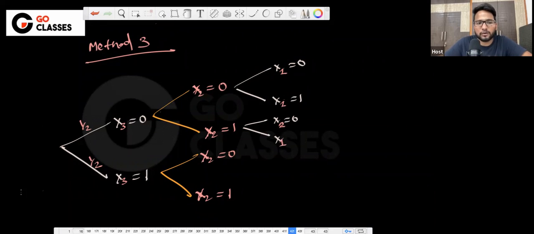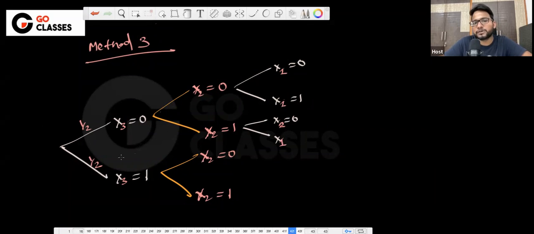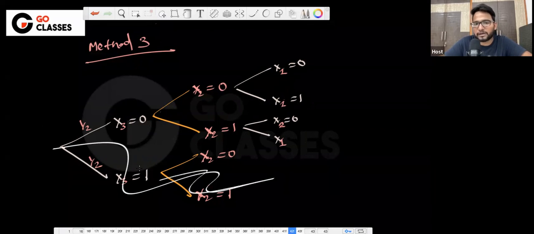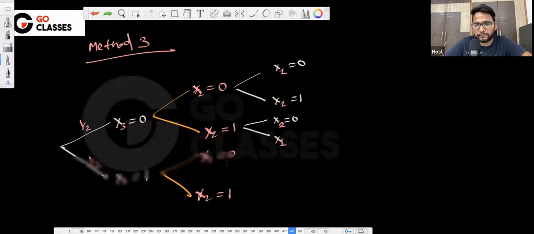x1. So now you are saying x3 equal to 0 is given to us, right? Which means that you can just remove one of the branches completely. And now they are asking the probabilities. Now tell me, what is the probability of y being 0?